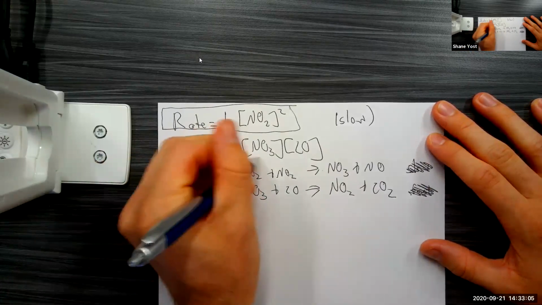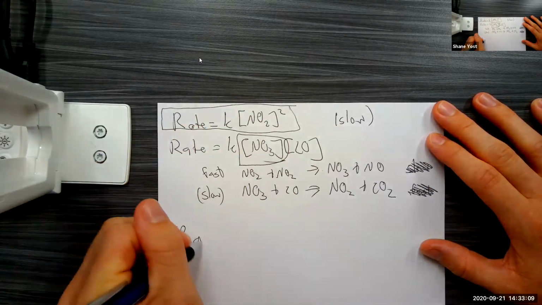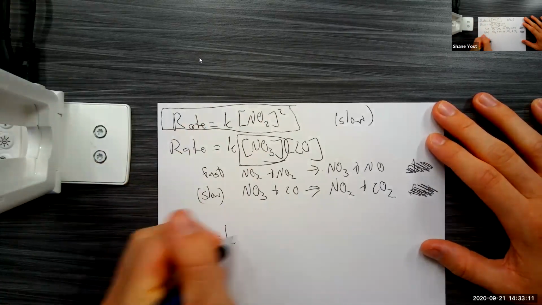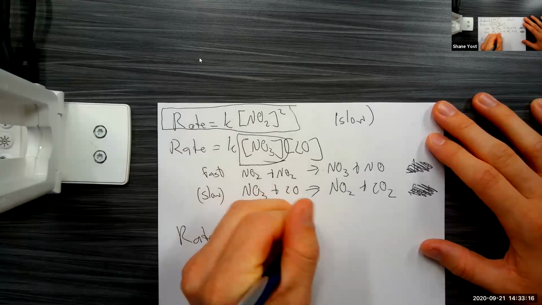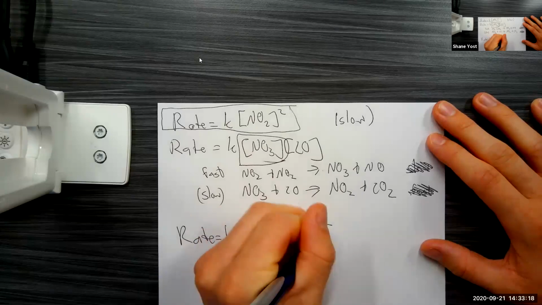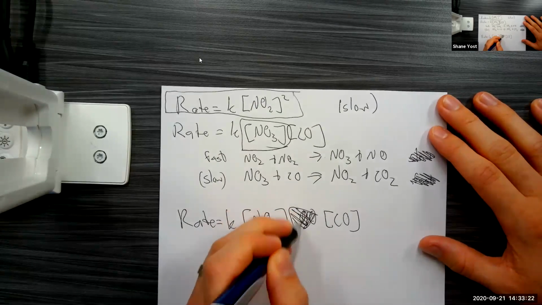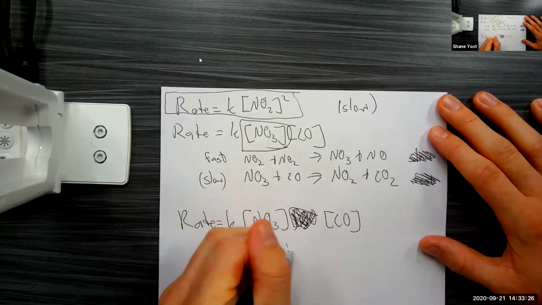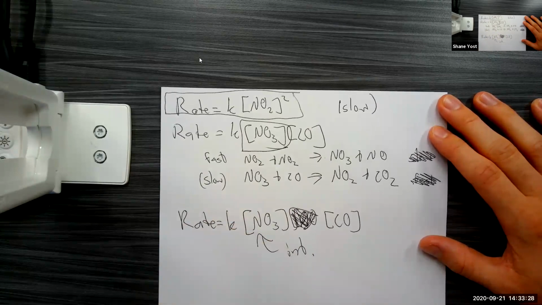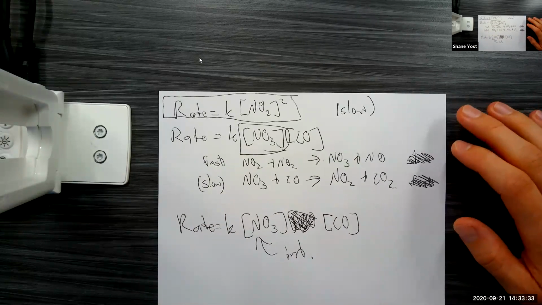Yeah, it's this guy here, this intermediate. The rate is k times [NO3] times [CO]. Well, NO3 is an intermediate, and that is never going to appear in the rate law for the overall chemical reaction.